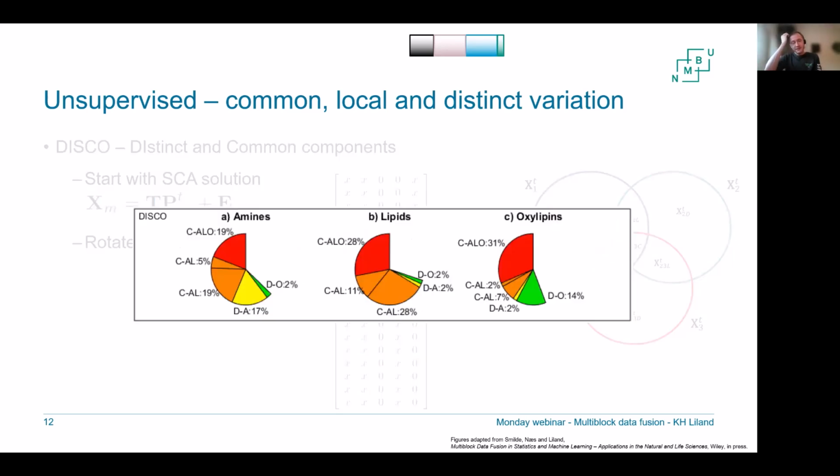And practically, this means that we could get the proportion of variation coming from different sources. And we also get our scores and loadings that pertain to the same thing here.